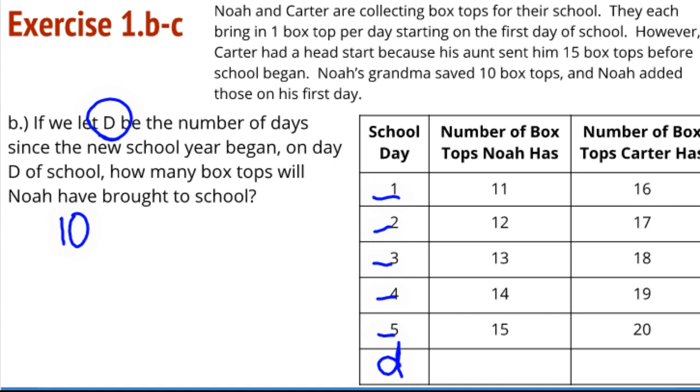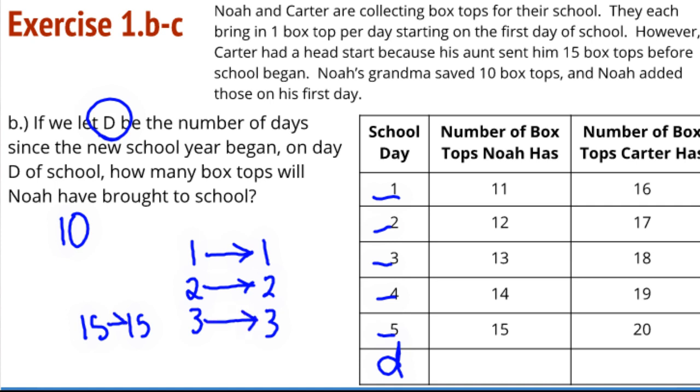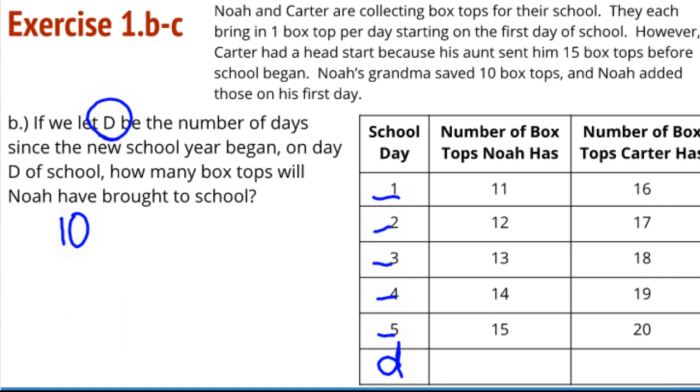Now, what would be the easiest way to figure out how many he brought each day? Well, if there's one day he brought one, if there's 2 days he brought 2, if there's 3 days he brought 3, and if there's 15 days he brought 15. So how am I working from the days to the number of box tops he has brought? Well, that's multiplication. I am taking the number of days and multiplying by 1 because he brings 1 each day.